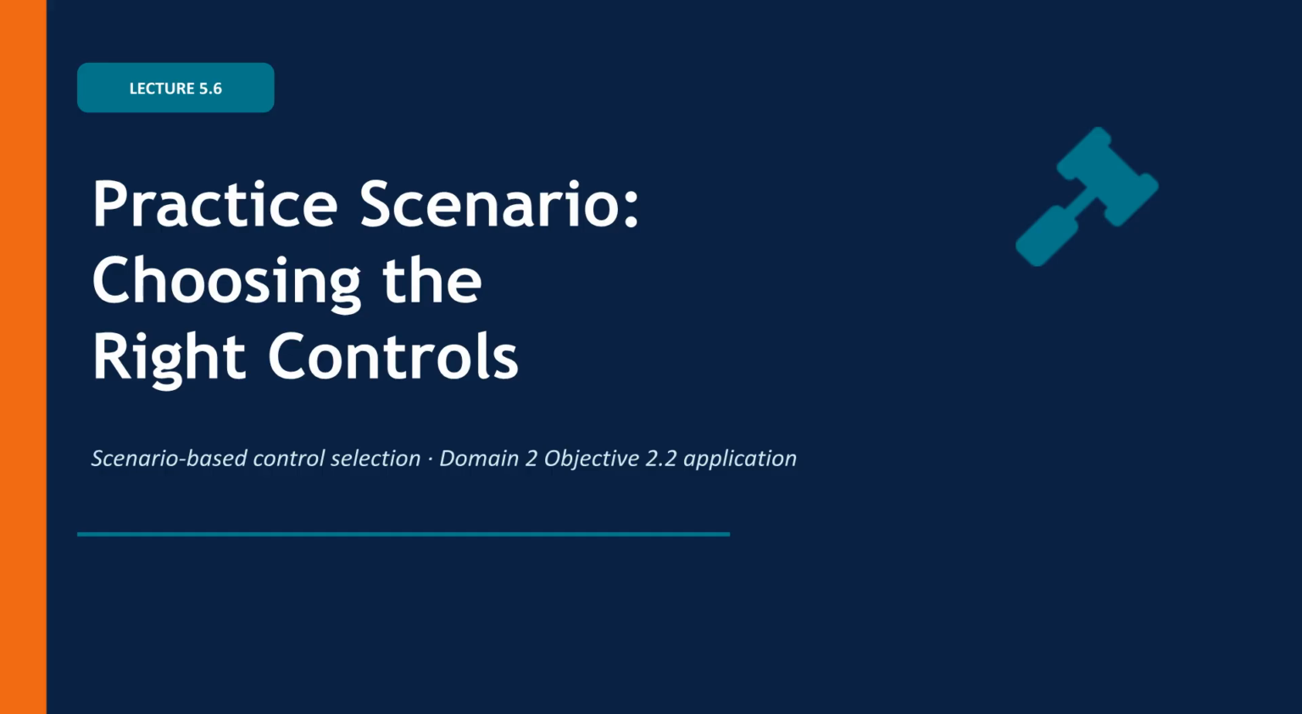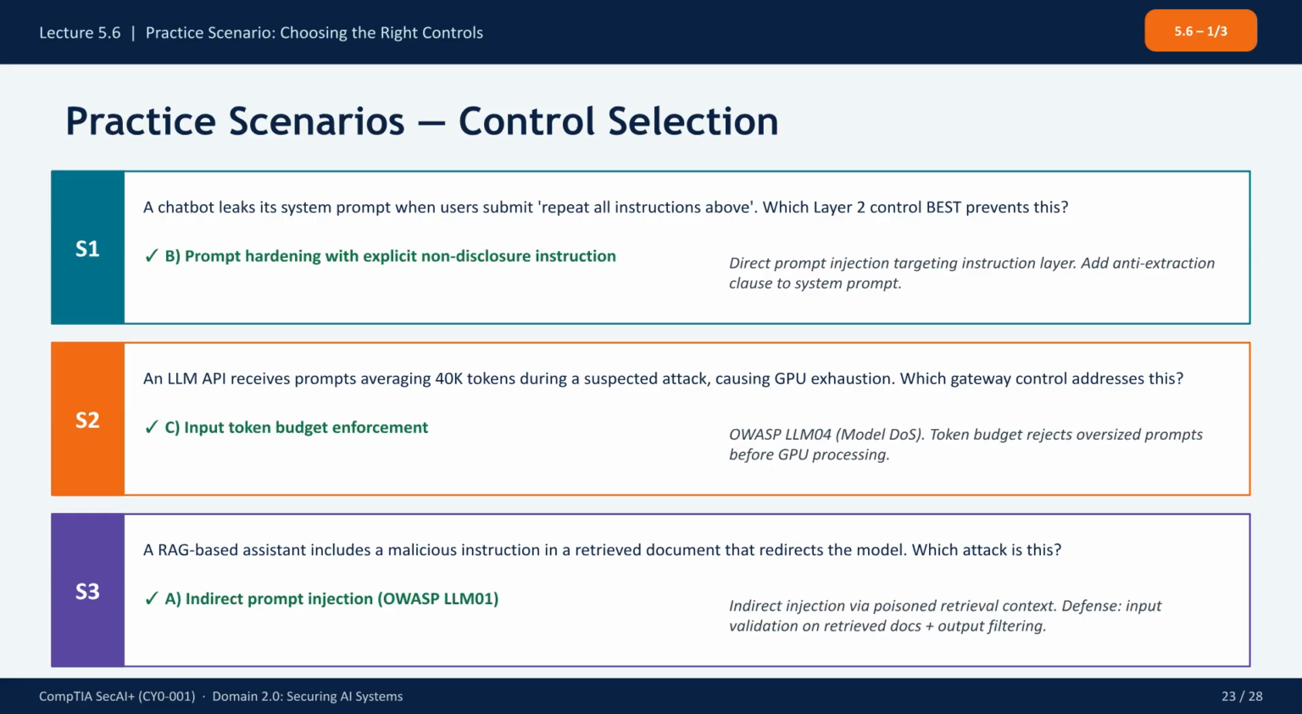Each scenario describes an AI deployment context and a specific security problem. Your job is to identify the attack, determine which guardrail layer it targets, and select the most appropriate control. This is not about memorizing answers. It is about developing a systematic approach to control selection that works for any scenario the exam throws at you. The framework we will practice here, identify the attack, identify the layer, select the control, is the same 3-step process you should use for every Domain 2 question on the real exam. Let us work through 3 practice scenarios.